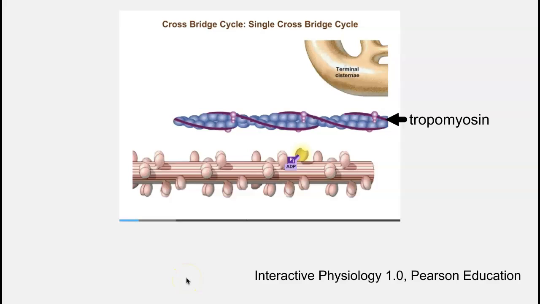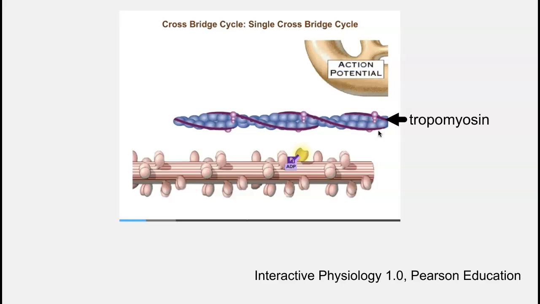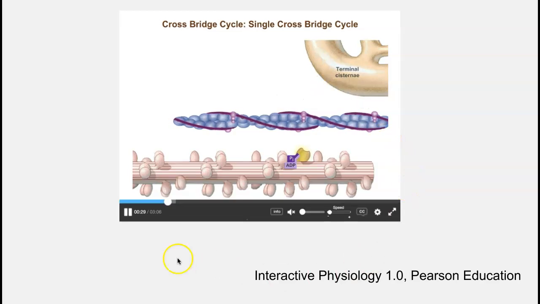Notice that tropomyosin, colored dark purple here, is strategically covering the myosin binding sites on actin. Calcium is becoming available. Calcium binds to the troponin. That moves tropomyosin out of the way, exposing the binding site. Myosin, the thick filament, binds to actin. When calcium is removed, tropomyosin goes back in the way, preventing myosin from binding to actin.